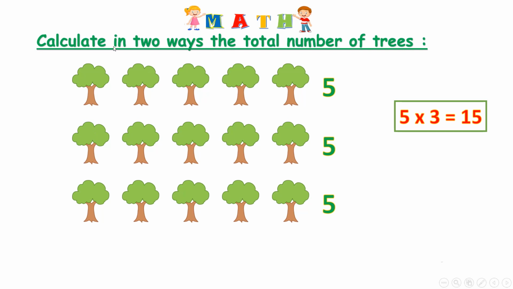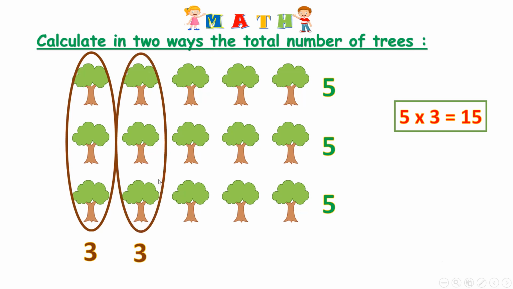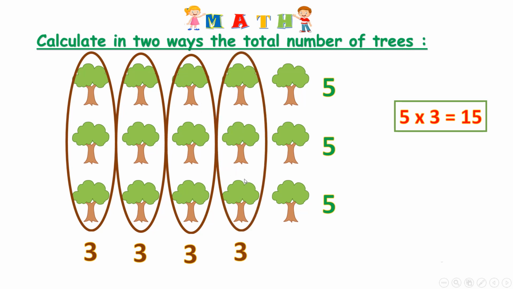Now if I want to calculate and count the number of trees by columns, okay, let's start with the first column. I have 1, 2, 3. So I will make a group of 3. Great. The next column, 1, 2, 3, it's also 3. And the next column, 1, 2, 3, it's also made of 3 trees. And the next one is made of 3 trees. And the last column in here is also made of 3 trees.